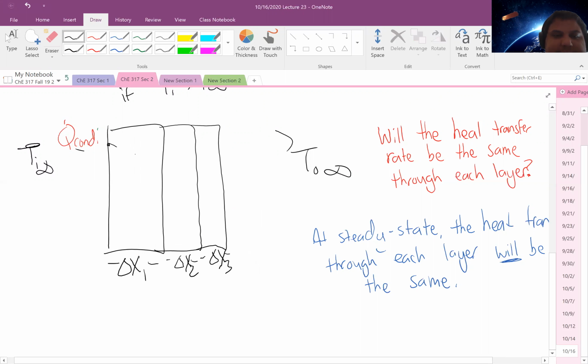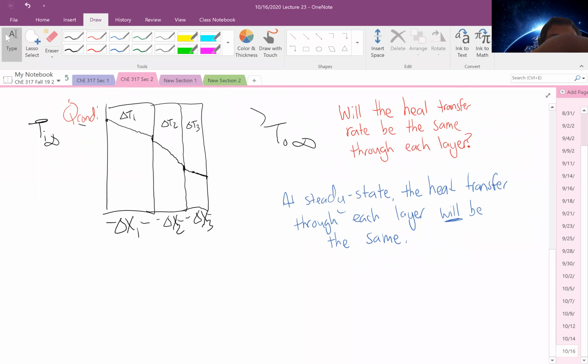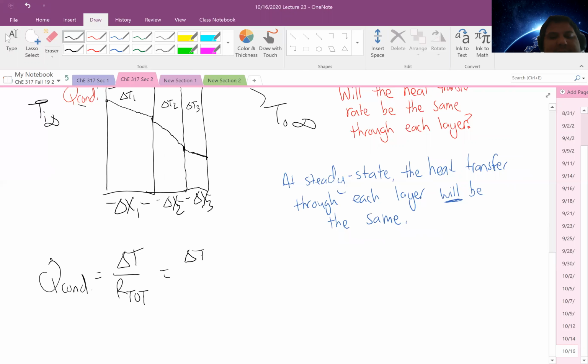The temperatures that exist will all be different, as you stated, right? So we have a delta T1, a delta T2, and a delta T3, even though the heat transfer rate, Q, will be the same. When I look at this system, I can say Q is equal to delta T over R total. And I can also say the heat transfer rate is equal to each individual temperature gradient over the thermal resistance in each layer.